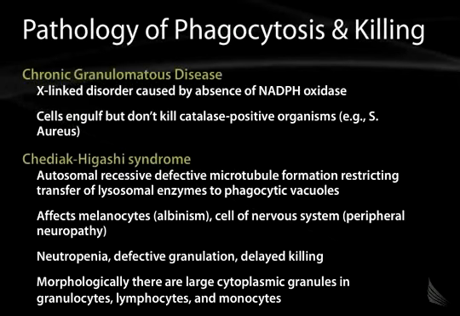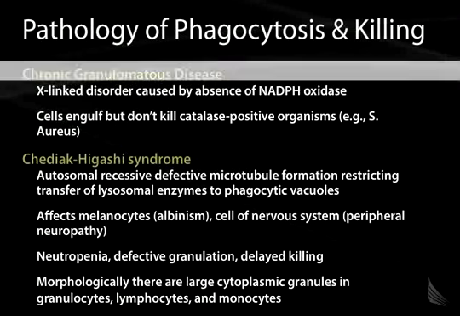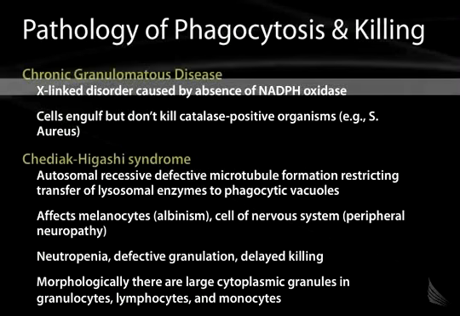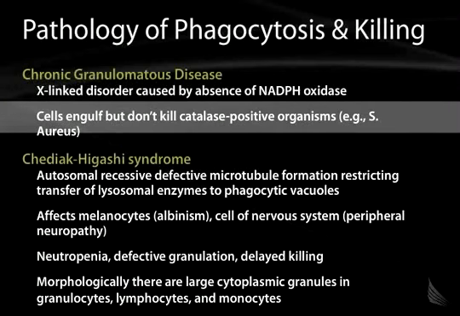Now, there are some diseases that occur when this neutrophilic phagocytosis and killing mechanism no longer works. One of these is called chronic granulomatous disease. This is an X-linked disorder that's caused by the absence of NADPH oxidase. So in this case, the cells can engulf organisms, but they can't kill them because they can't produce the hydrogen peroxide required to kill them. And so anything like Staph aureus, which produces catalase and can break down hydrogen peroxide, will be immune to killing by phagocytes. And so this leads to granulomas and chronic infections in these individuals.